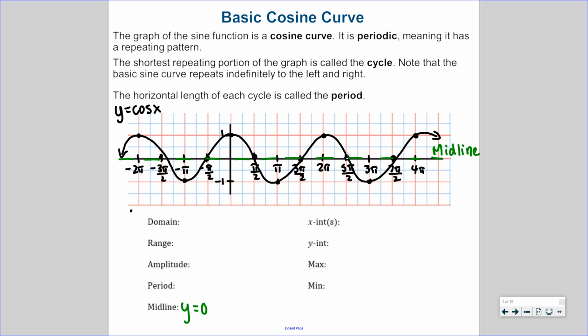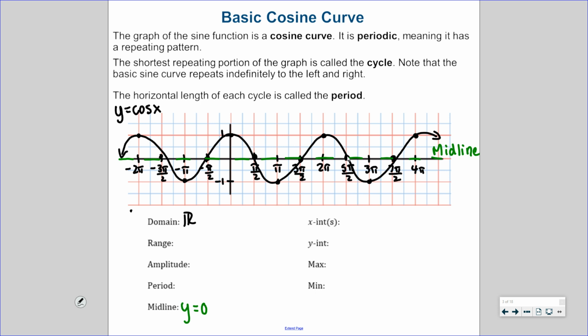Okay. This one has a midline at y equals 0 also. It's always going to have a midline, not always at y equals 0. So it's going to have a midline though, because of the cyclic piece of this. Domain and range. Domain is still all reals. Range, same reason as before.